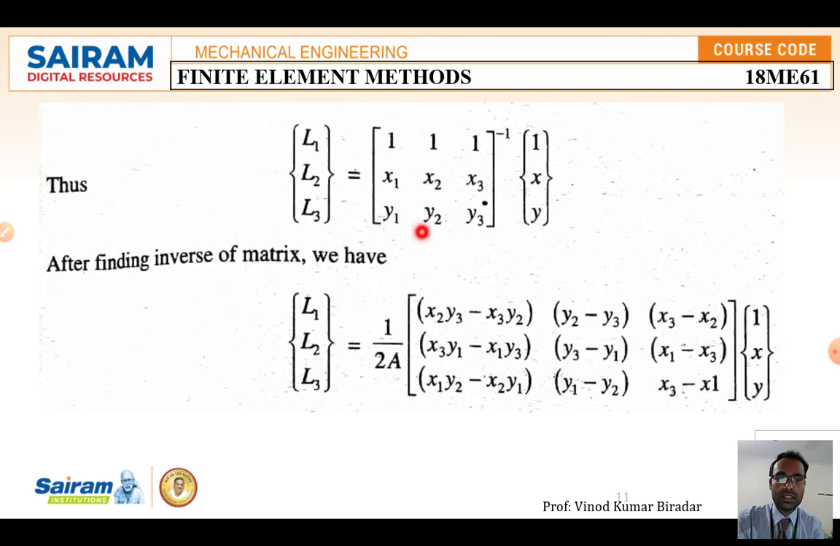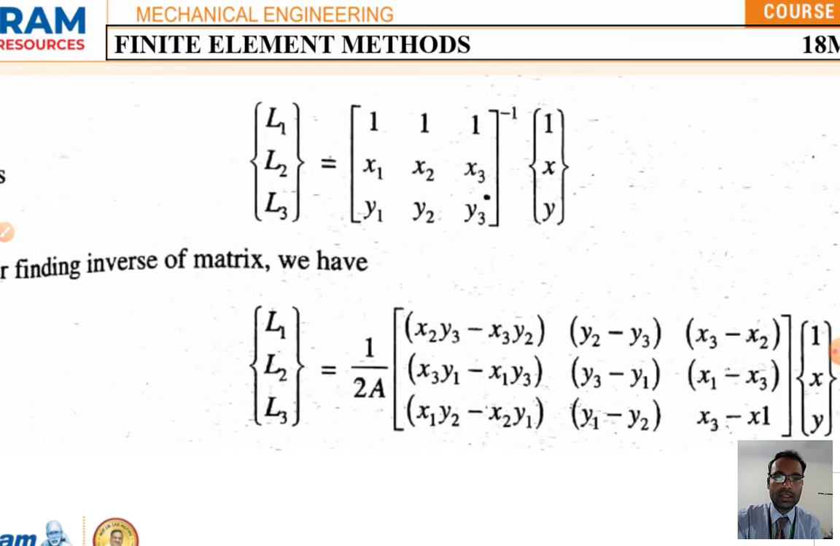So you have to take the inverse. Inverse is nothing but what you have to skip. Suppose you are calculating the first element, then this row and this column you have to skip, and write down the remaining values inside the element. So for L1 L2 L3, write here 1 by 2A. If you write the first one, you have to multiply these, that is called the inverse: x2 y3 minus y2 x3, like that you have to write down.